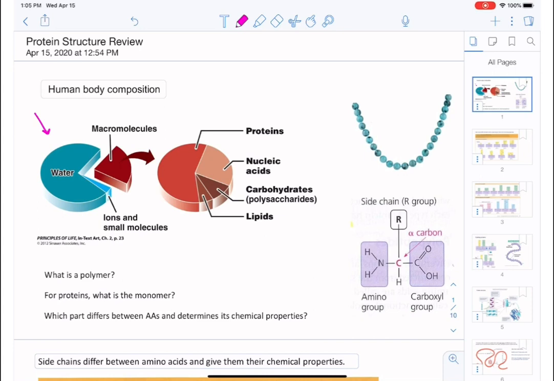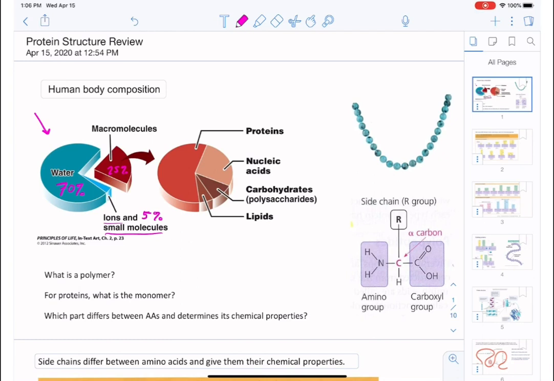So this pie chart here represents the composition of the human body. About 70% of the human body is composed of water. Then we have about 5% of the body that's composed of ions like sodium and potassium and calcium, and also small molecules. And then the remaining about 25% are what we call macromolecules.